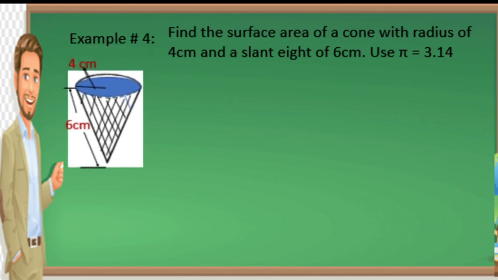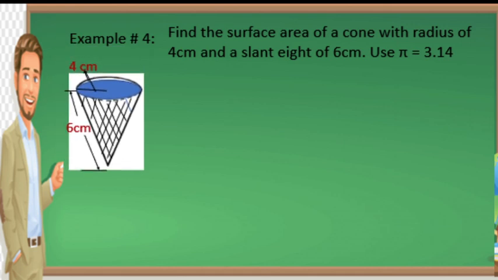Okay, so take a look at this cone. It has a radius of 4 centimeters and a slant height of 6 centimeters. Of course, we have to find first the lateral area. And the lateral area is equal to pi r s, and the value of pi is 3.14, the radius is equal to 4 centimeters, and the slant height is equal to 6.